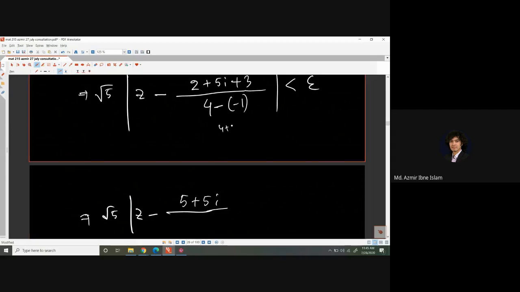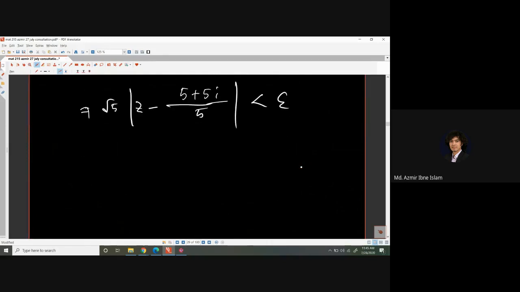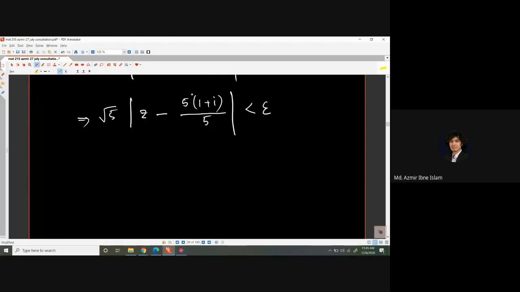4, you can say it is 4 plus 1. So here we have root 5 modulus of z negative something less than epsilon. So here we have epsilon over root 5. You can see this time we don't have any imaginary part. So what we can do, we can factor out 5. We have 1 plus i, times 5, less than epsilon. Now we can easily say that the 5 and 5 are getting cancelled.